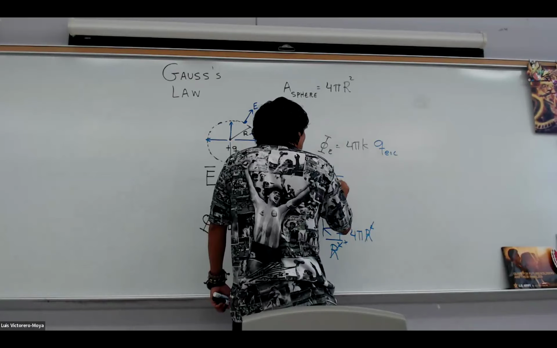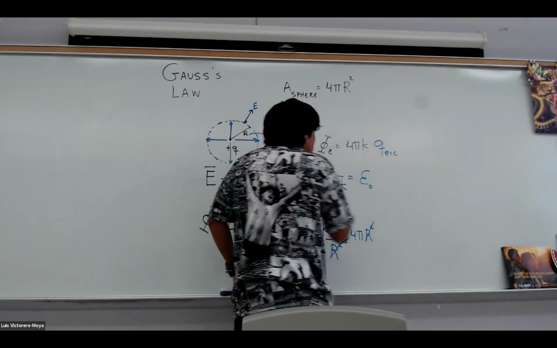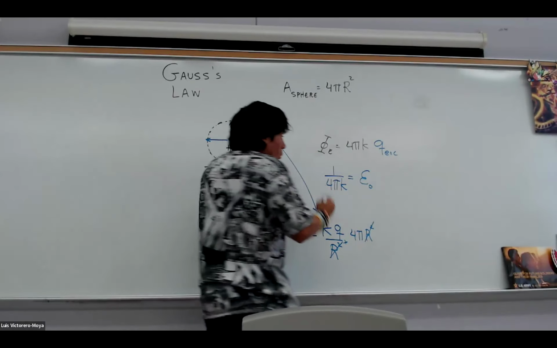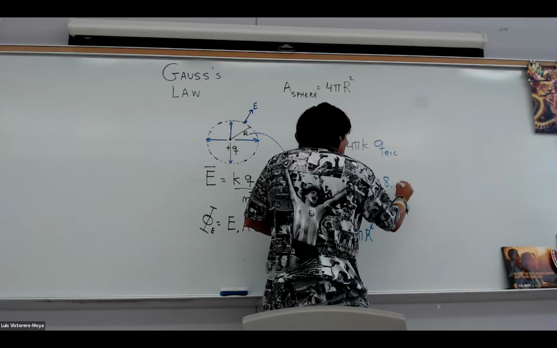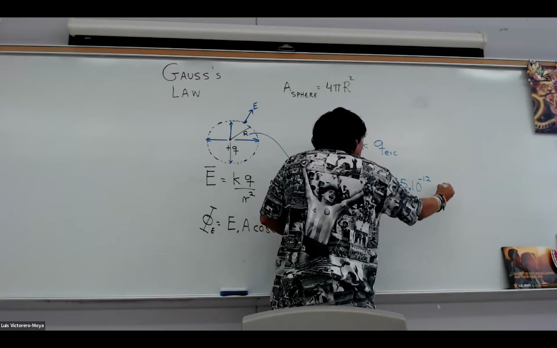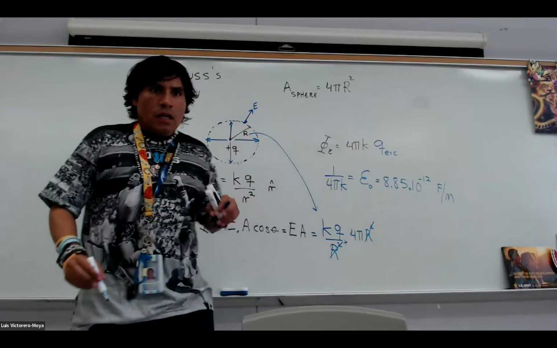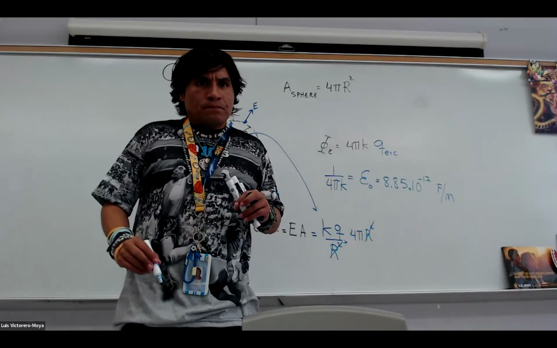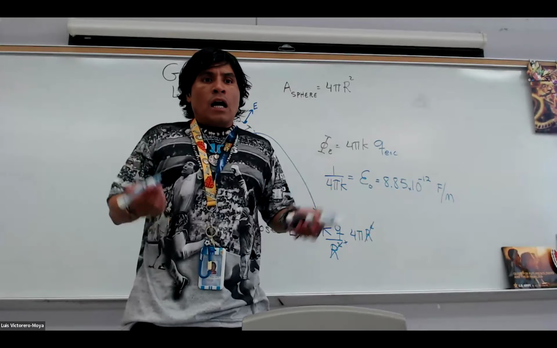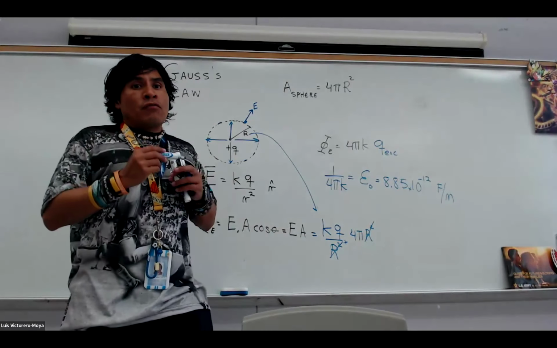We define 1 over 4 pi k as the fundamental constant of electrostatics, E naught, the electric permeability of free space, times 10. You're going to be using this a lot this semester. That's the electric permeability of free space. So that gives you the value of, or you use that to find the value of, the electric flux. And therefore you can find the electric field.